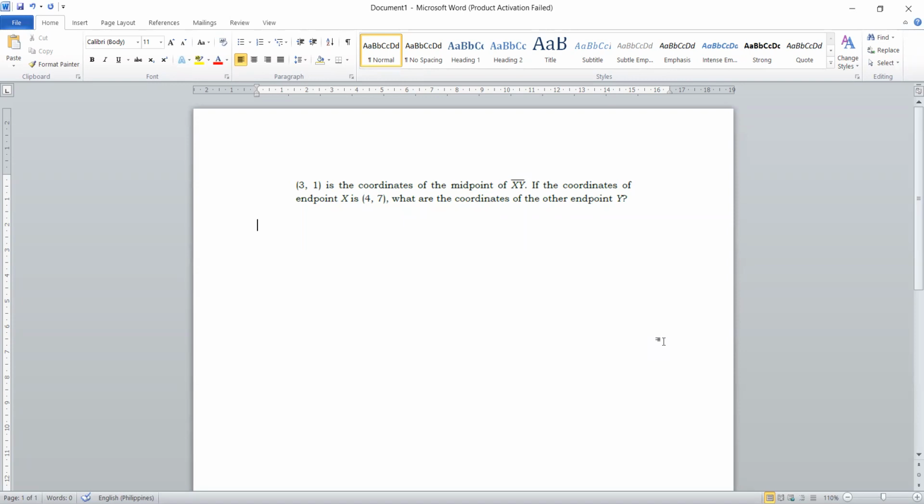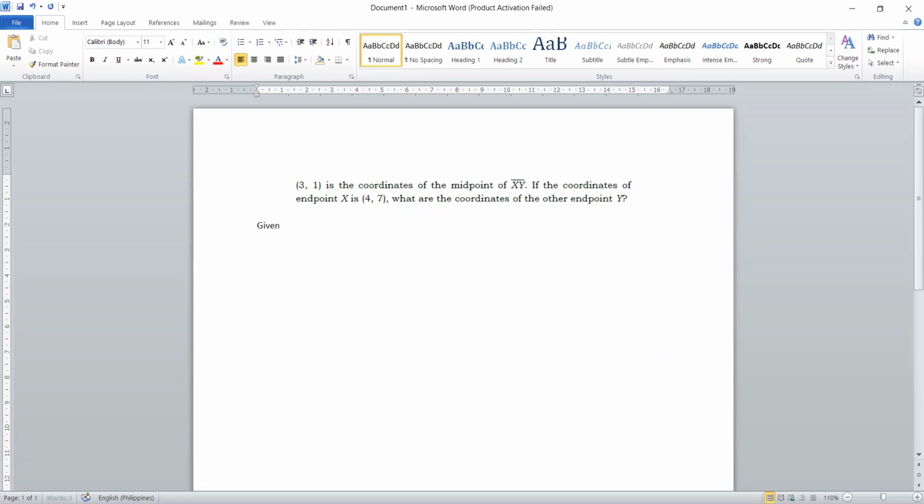So (3, 1) is the coordinates of the midpoint of line segment XY. If the coordinates of endpoint X is (4, 7), what are the coordinates of the other endpoint Y?